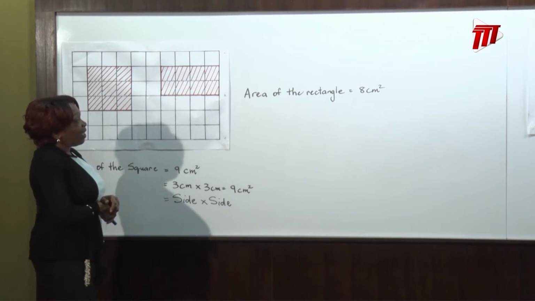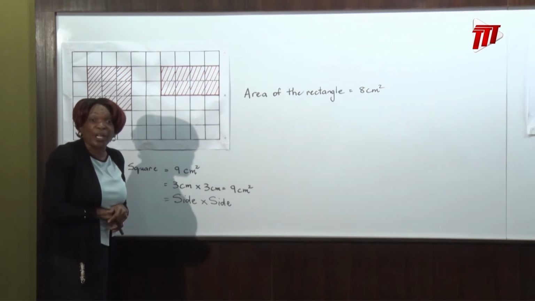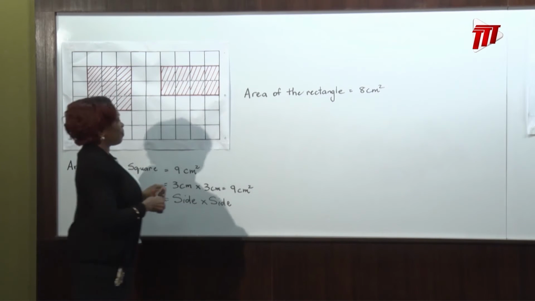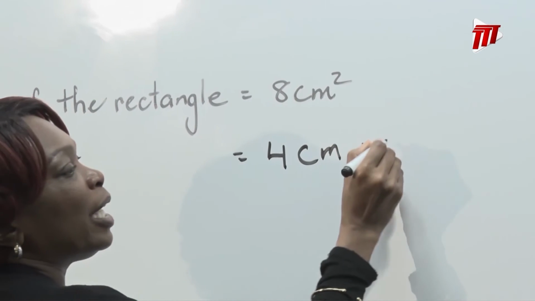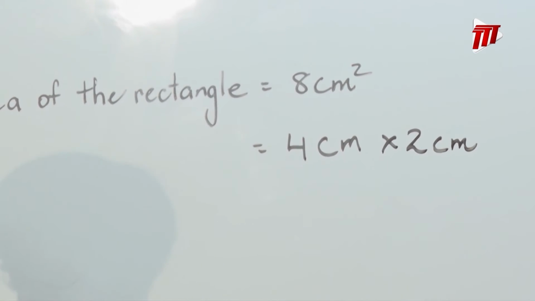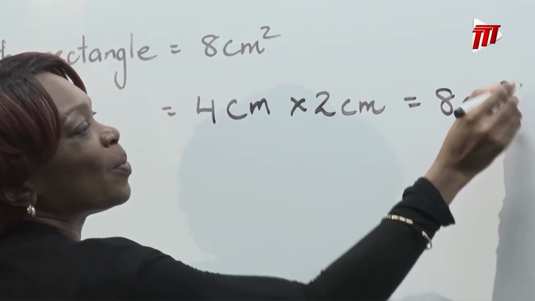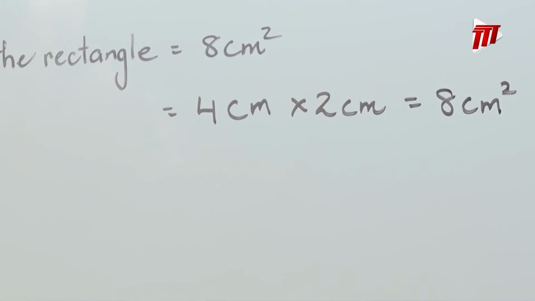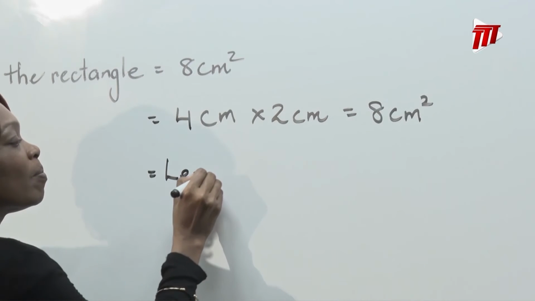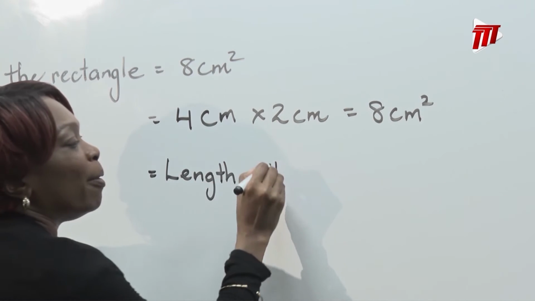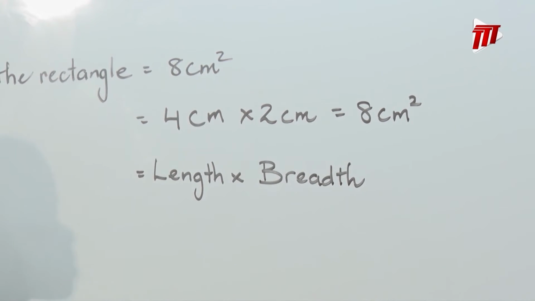So can we say that we can multiply the length by the breadth to get the area? Let's see. We had 4 centimeters multiplied by 2 centimeters. Did we get the 8 centimeters squared? Let's put it there. Wonderful. So we deduced that the area of the rectangle is equal to the length multiplied by the breadth. Children, are you seeing that?